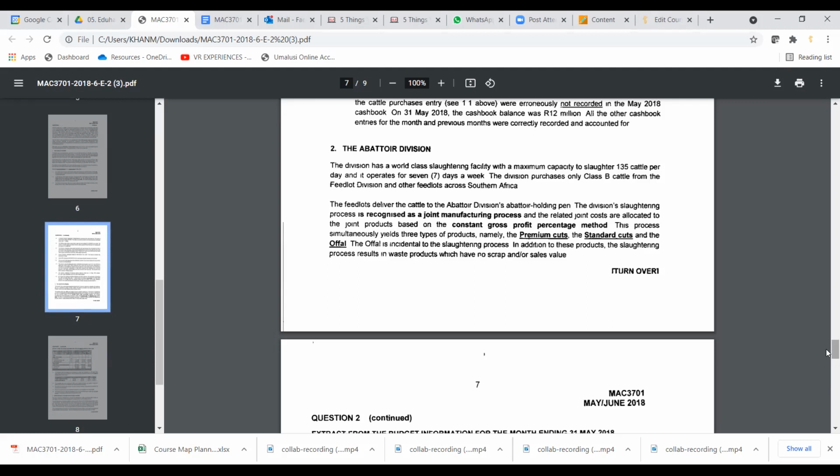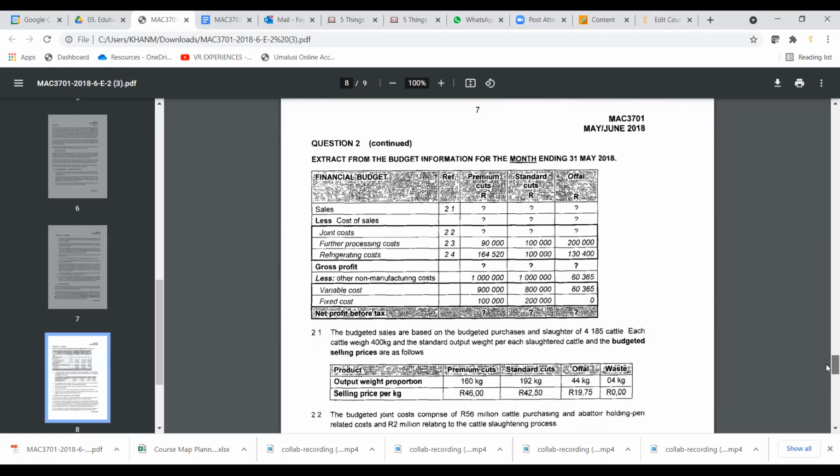And they're telling us the offal is incidental to the slaughtering process. When you see the word incidental, it means that it is nothing, it is minimal. So that automatically becomes the byproduct. Remember, the byproduct is insignificant relative to the other products. In addition to these products, the slaughtering process results in waste products which have no scrap and/or sales value. Okay, so here we go.